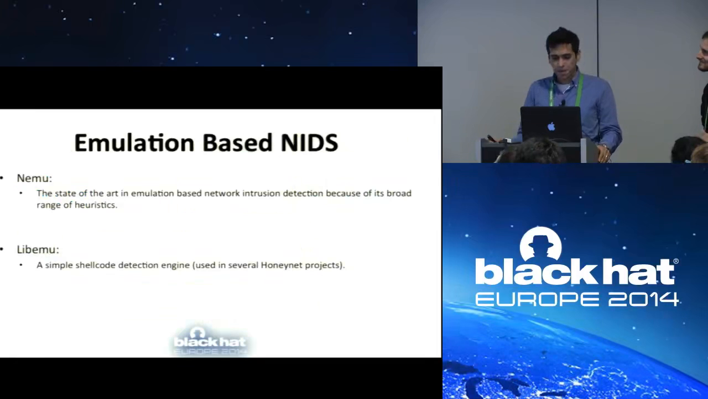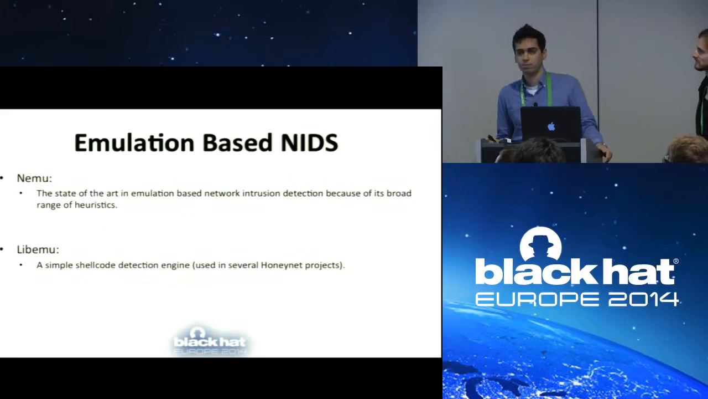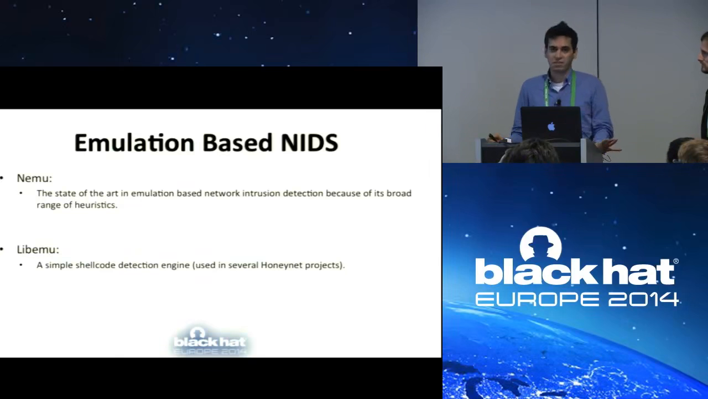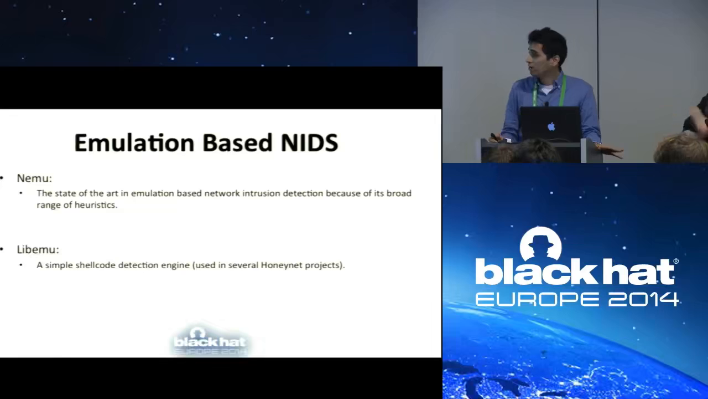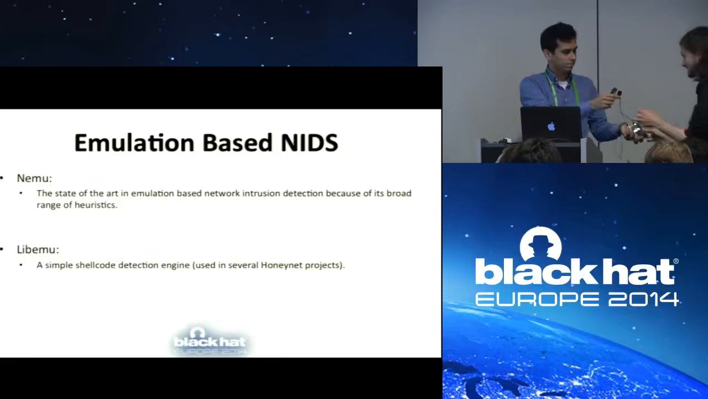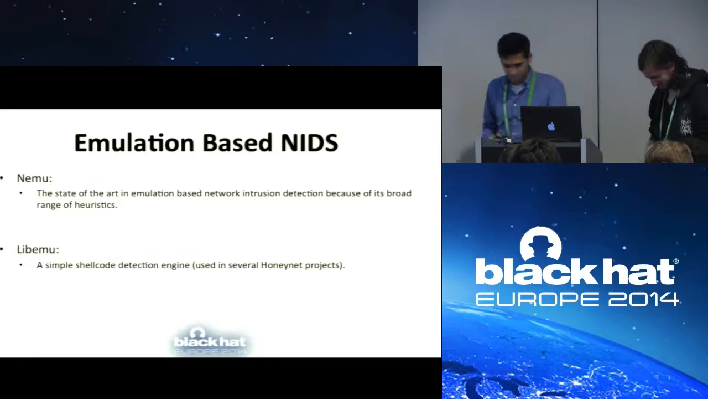For our work, we chose two emulation-based network intrusion detection systems for proof of concept. The first one is NEMU, which is the state-of-the-art emulation-based network intrusion detection with a lot of heuristics, let's say the most advanced we have seen until now. Another one is LibEmu, which is a simple emulation-based network intrusion detection that basically detects shellcode in a very, very simple way.